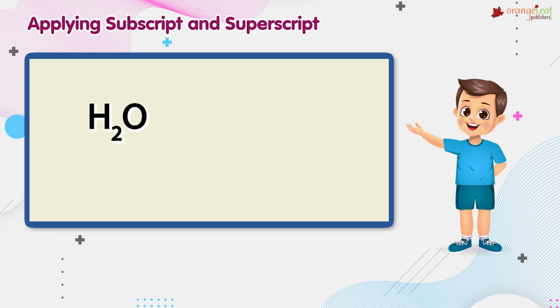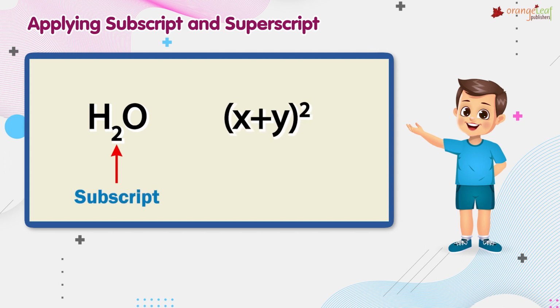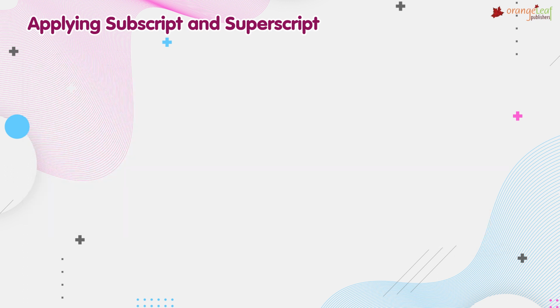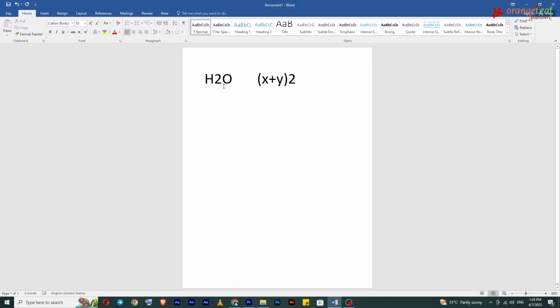H2O. The 2 is written in between H and O and is smaller and a little bit below. That is subscript. (X + Y)². X and Y are on the same line and 2 is a little above and smaller. That is a superscript. To apply subscript or superscript in the text, follow these steps.